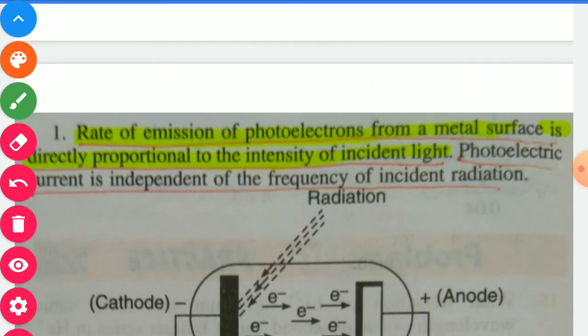In the case of the photoelectric effect, the rate of emission of photoelectrons from a metal surface is directly proportional to the intensity of incident light. Meaning if the intensity of incident light is more, the extent of production of current is also more. Meaning if the intensity of incident light is more, at that time the photoelectric effect is more effective.